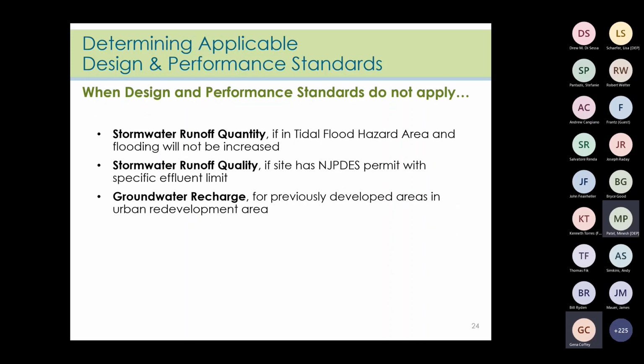These specific exemptions were discussed earlier in Module 1. Water quantity is exempt if it's in a tidal flood hazard area and flooding will not increase. Water quality is exempt if the site has an NJPDES permit with a specific effluent limit, and groundwater recharge is exempt for previously developed areas in an urban redevelopment area. The last one is also going to be discussed a little bit more in part 2 of how to review a project, so I'm not going to get too in depth with it here, but the reviewer should be aware of them.